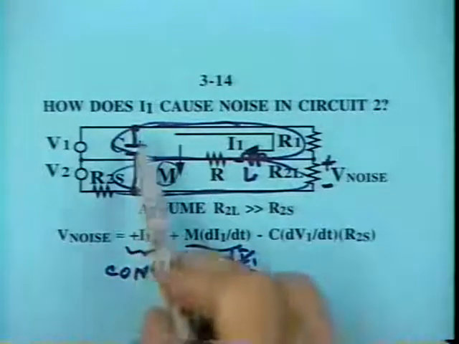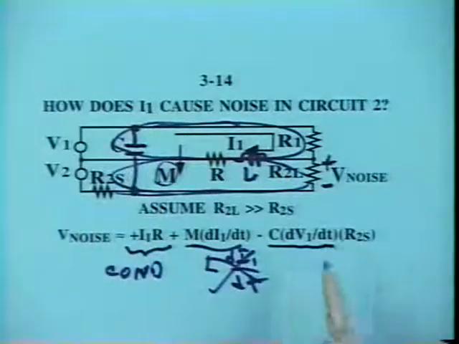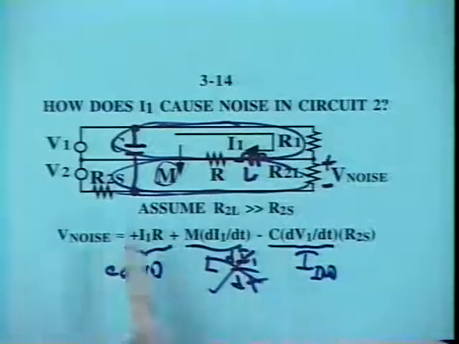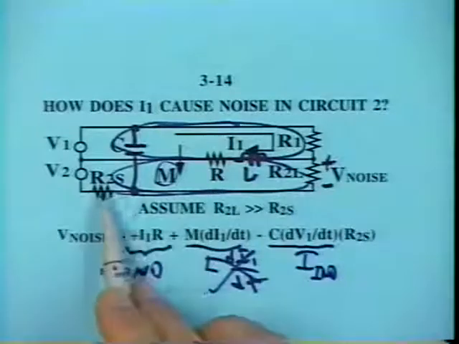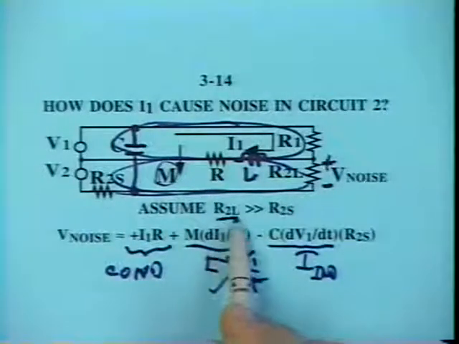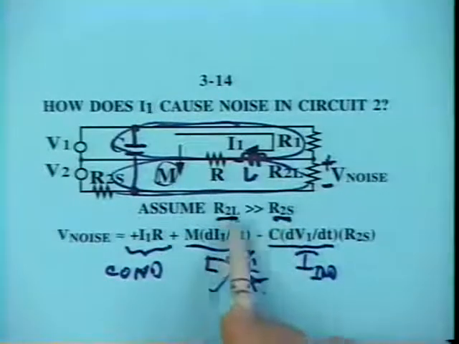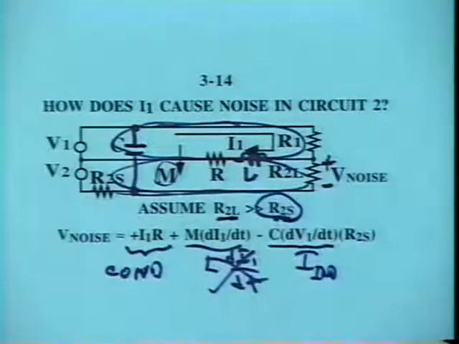So I'm going to allow for electric flux coupling. So C dV1/dt is a current that is induced into circuit 2. Now that current flows through the parallel impedance of the source and load in circuit 2. But I'm going to assume the load in circuit 2 is a very high impedance relative to the source, so the parallel combination is dominated just by the source. So here we have three different coupling mechanisms.